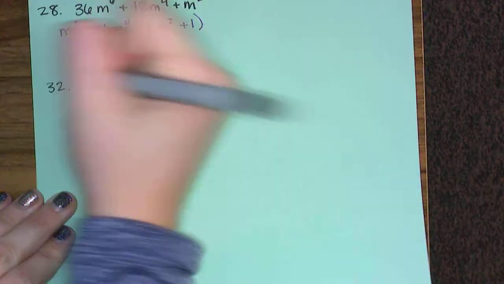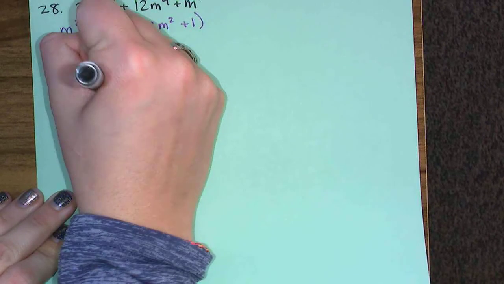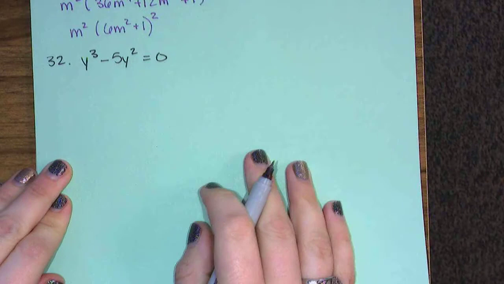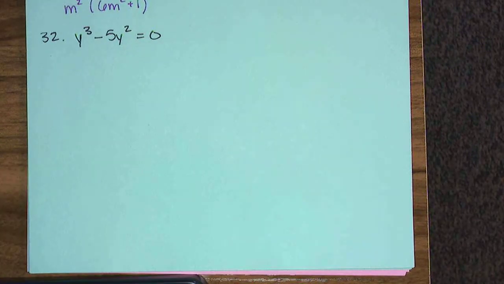So let's see. The next thing we need to look at is finding the real number solutions of the equations. So we'll start with an easy one. 32, y cubed minus 5y squared is equal to 0. So I need to figure out what y is equal to. Ideas on how I would do that?